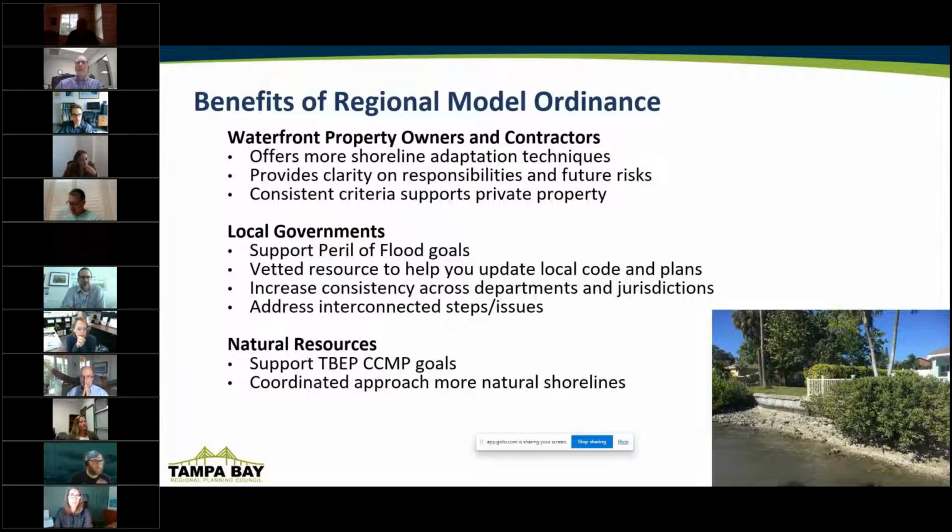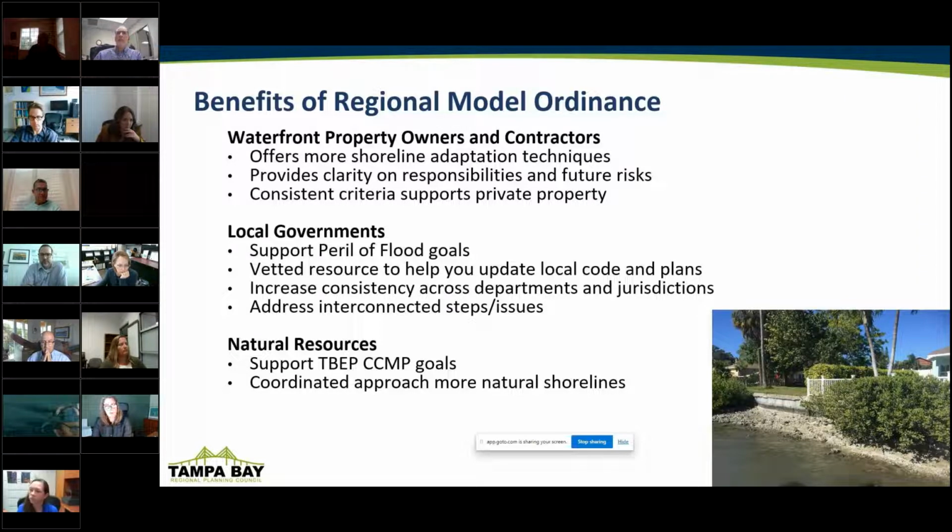What kind of information and guidance and code and language do we need to provide to them so that they don't just automatically assume they have to put up a seawall? How can we help them understand through useful guidance that there's more types of adaptation techniques that can be used, also for the counties and for the municipalities?